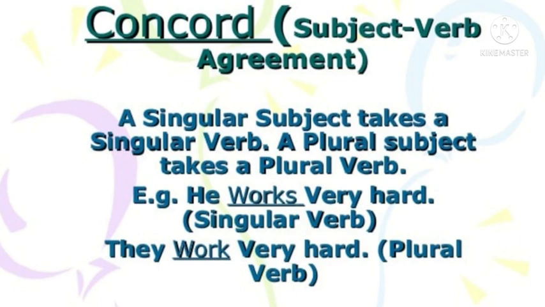For example, he works very hard. He is singular. That is why we have given S to the main verb work. See the second example. They work very hard. They is a plural subject. So we can't add S or ES with the main verb in present tense. That is why we have written there, they work very hard.